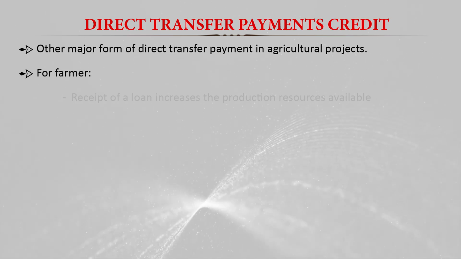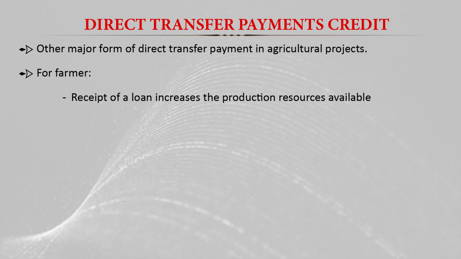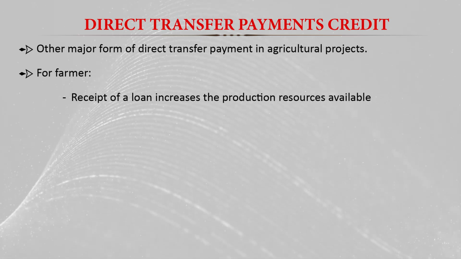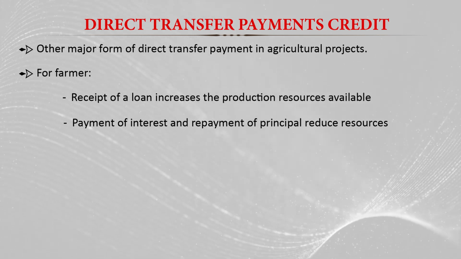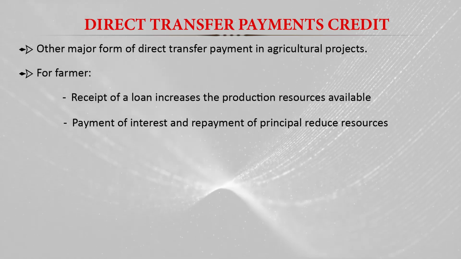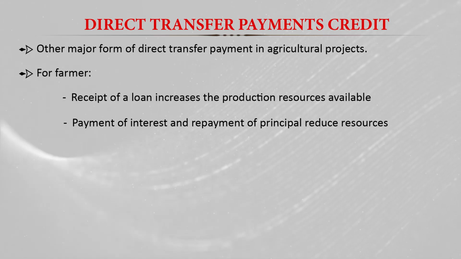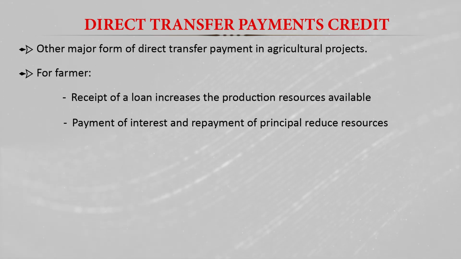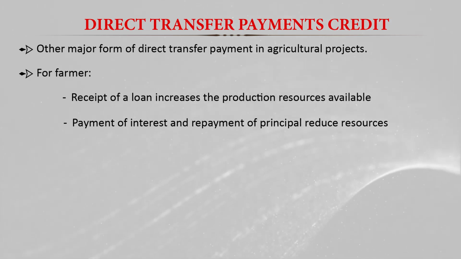For farmers, the receipt of the loan increases the production resources availability, while payment of interest and repayment of principal reduce their resources. So if farmers receive some loan from the bank, it increases his production resources, and when he makes the payment in the form of interest and principal repayment, that reduces his resources.